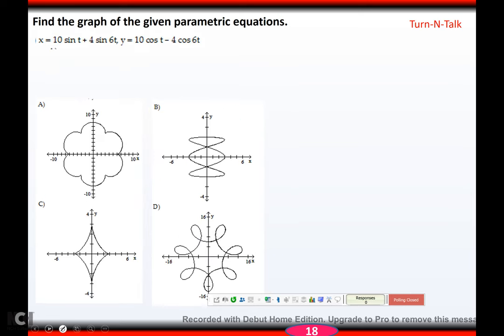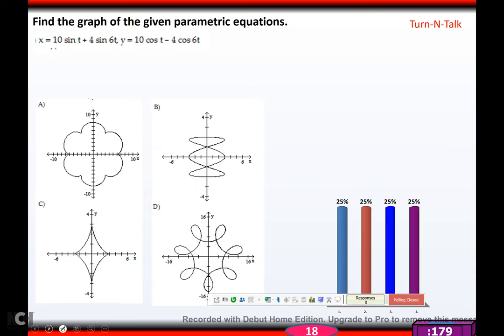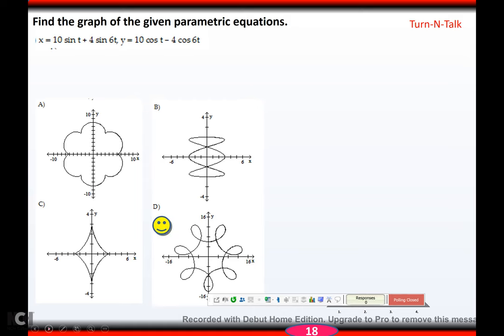All right, try this one. Hit pause. Come back when you're ready. And hopefully you got B.